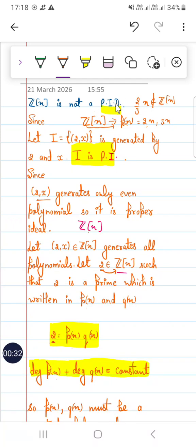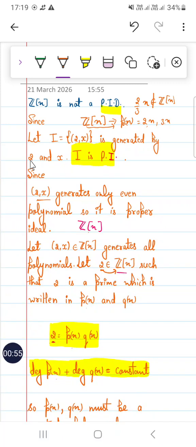Now what is a principal ideal domain? A principal ideal domain is an integral domain in which all the ideals are principal. Now let I equal <2, x>, the ideal generated by 2 and x. We will check whether it is a principal ideal.